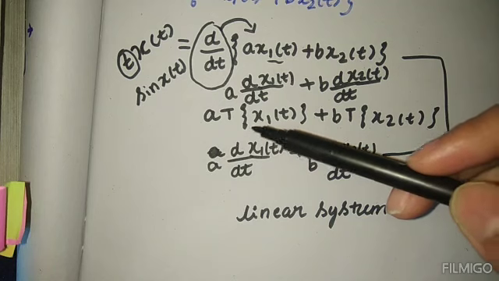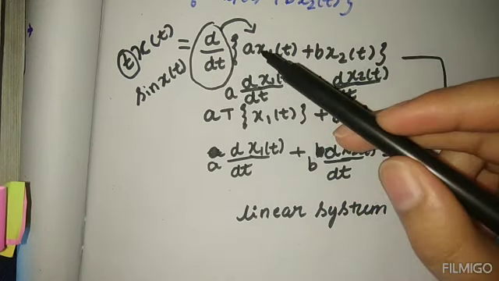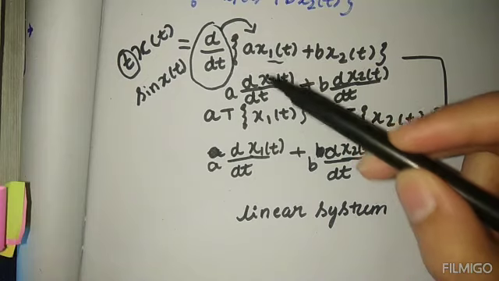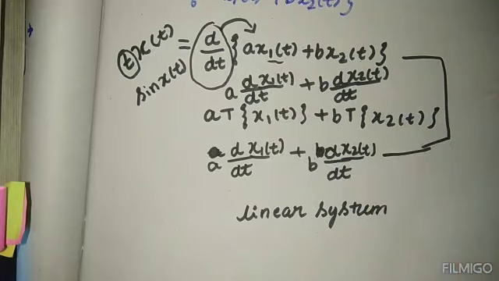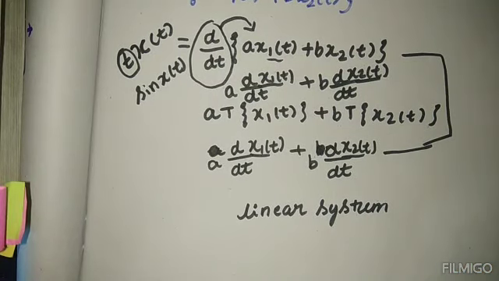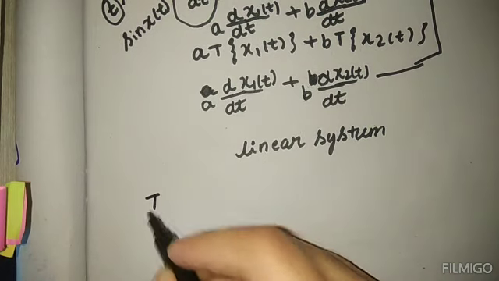In the case of separate transformation, both become the same. When you multiply this to this, you get the same over here, right? Both become the same. So that is why it's a linear system, right? I guess you got it. So now coming on to the time invariant system.